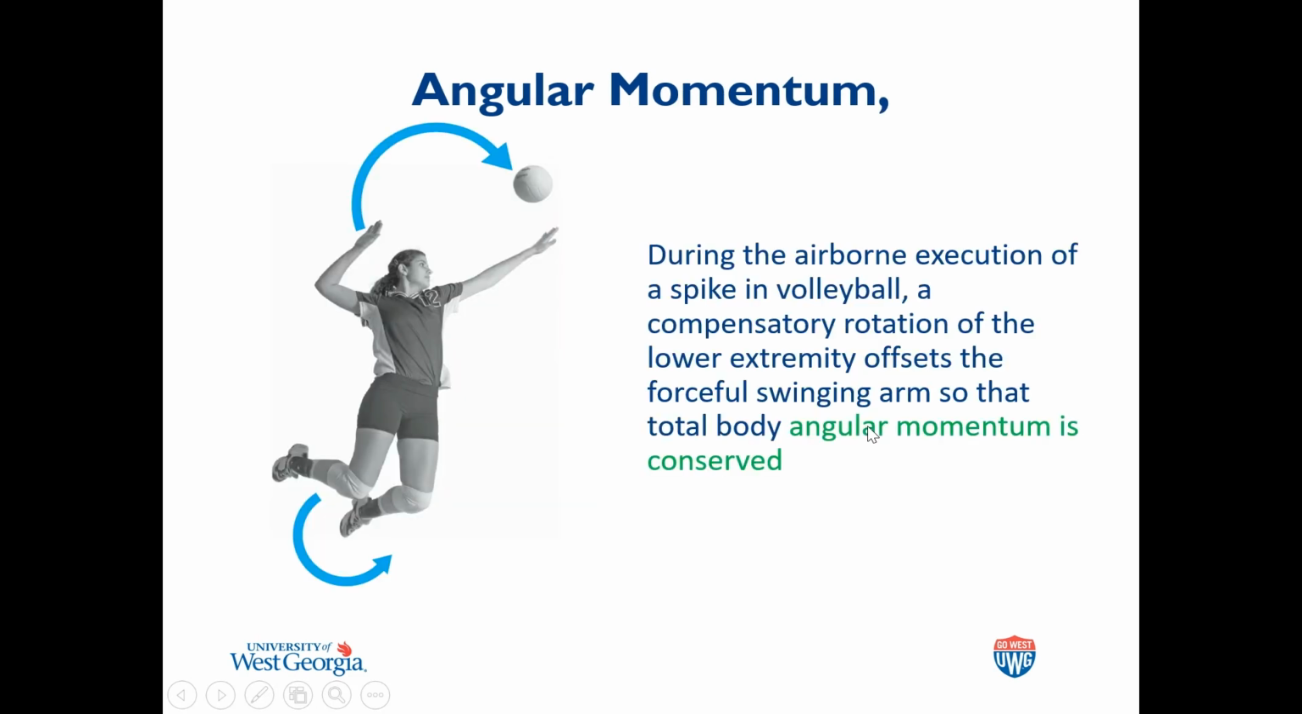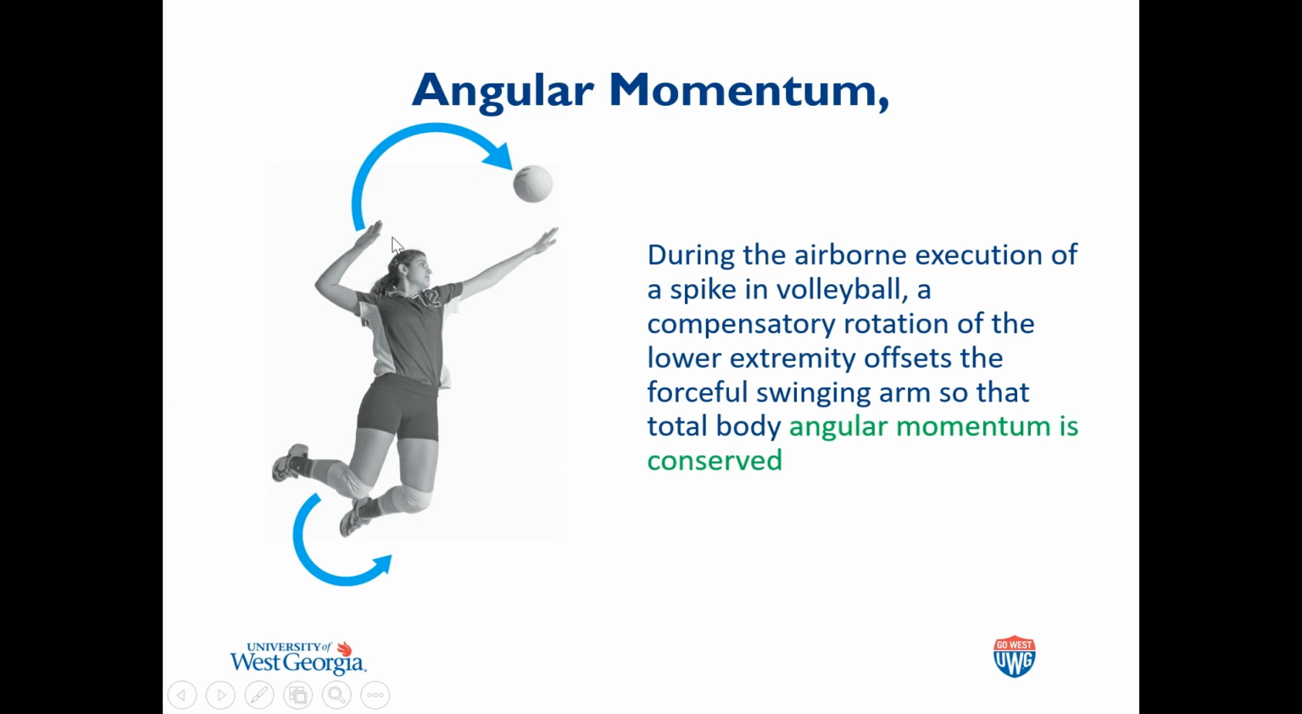So when we talk about angular momentum in another aspect, such as a volleyball spike, during the airborne execution of a volleyball spike, what you see is compensatory rotation in the lower extremities. You're swinging really hard forward on that ball, and that wants to rotate you around an axis. And so what you see is your feet coming up and then kicking out to offset that angular momentum.